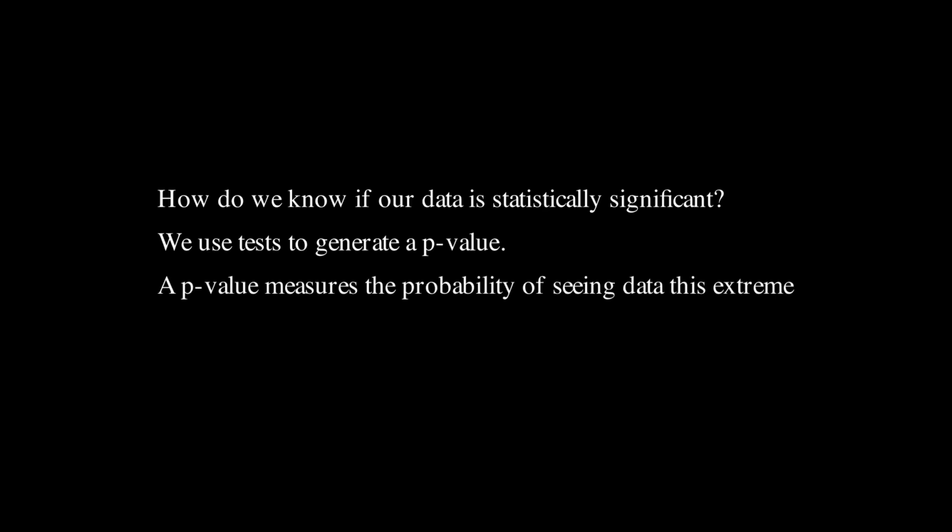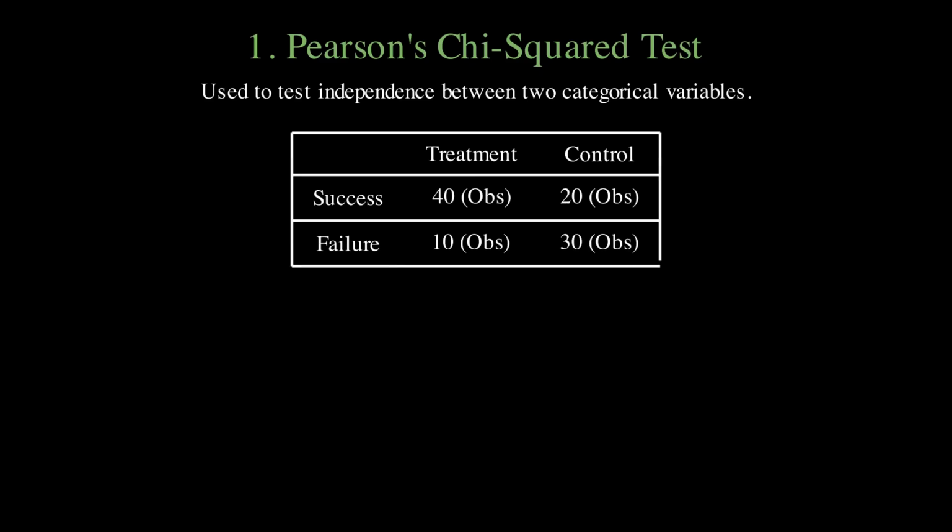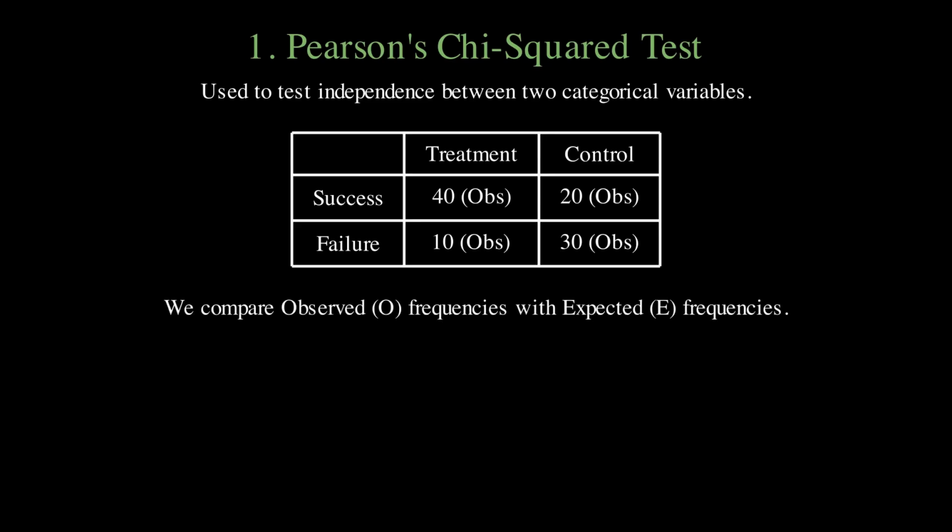core question. How do we know if our data is actually revealing a real trend, or if we are just looking at a fluke? To separate signal from noise, we rely on hypothesis testing to generate a metric known as the p-value. Simply put, a p-value measures the probability of observing data as extreme, or more extreme, than what we actually collected, under the assumption that the null hypothesis is completely true. In other words, it tells us how surprising our data is if nothing interesting is actually happening.